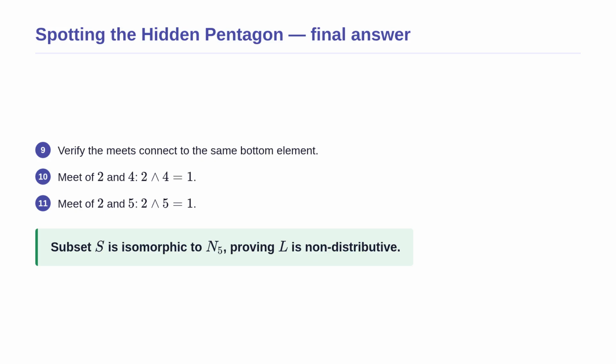To complete the pentagon, we must verify the meets to ensure they all connect to the same bottom. The greatest lower bound of 2 and 4 is the bottom element 1. Finally, the meet of 2 and 5 is also 1. Because these 5 elements perfectly mimic the structural relationships of the pentagon lattice, we have found a hidden N5. According to the theorem, this instantly proves the entire lattice is non-distributive.